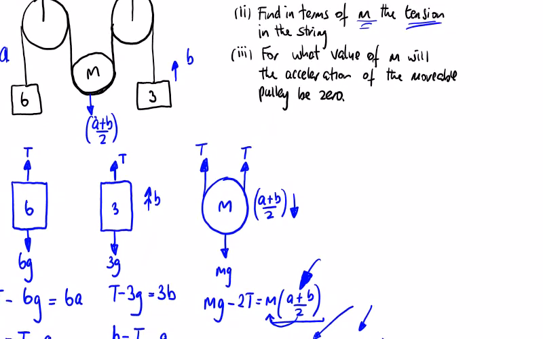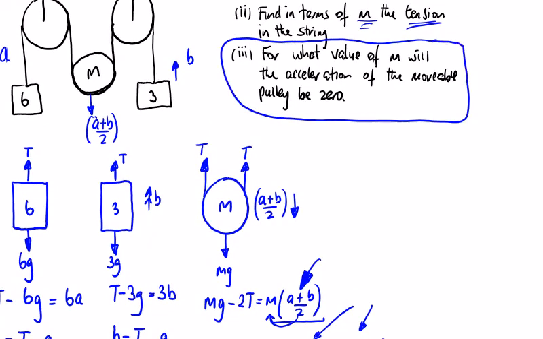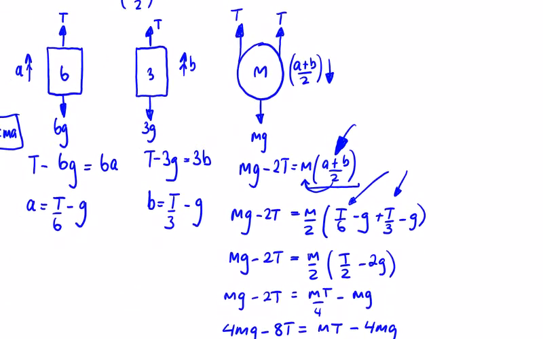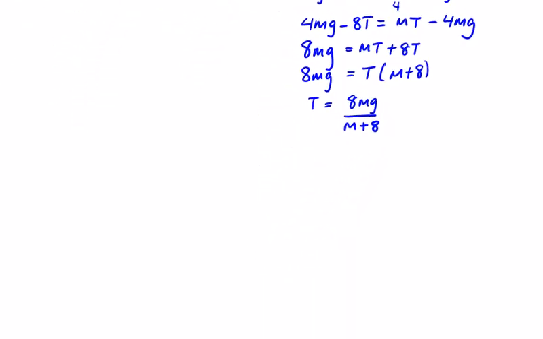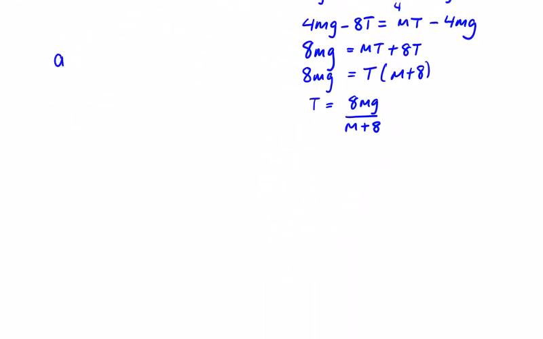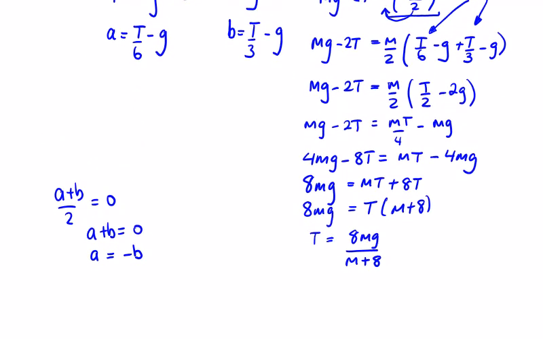Next part of this question, for what value of m will the acceleration of the movable pulley be 0? So the acceleration of the movable pulley is this guy. So how will that be equal to 0? (A plus B) over 2. Let's have a look. If (A plus B) over 2 is equal to 0, it would have to mean that the top is 0. So A plus B is equal to 0, or A is equal to minus B. So that's the starting point here. Then what we can do is equate A equal to minus B, and we have these two guys here.